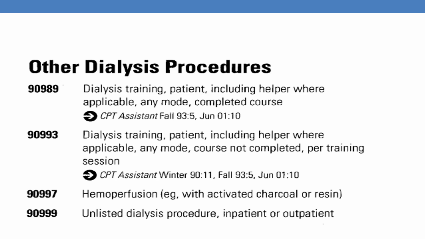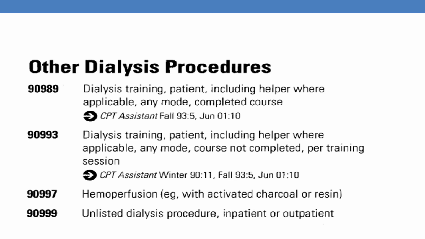Now coming to other dialysis procedures. 90989 is coded for dialysis training patient including helper when applicable. For a complete course of dialysis training, whether it is patient or helper, the code is 90989. The next is 90993. Dialysis training patient including helper wherever applicable. Course not completed, per training session. For completed course, the code is 90989. If the course is not completed, per training session, you need to code 90993.